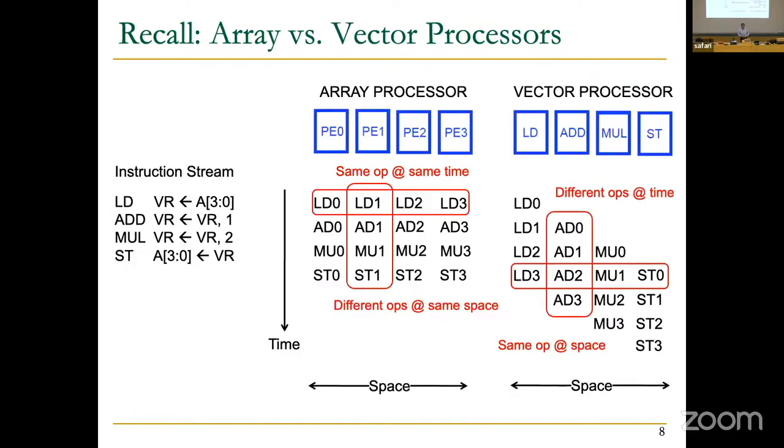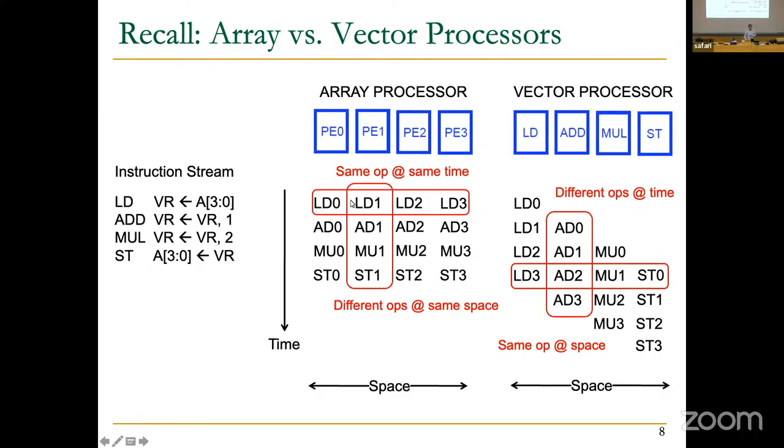And just to jog your memory, what's an array processor, what's a vector processor? Essentially, these both have multiple processing elements, and they can execute multiple instructions at a given time. Except an array processor has much more powerful processing elements where each processing element can do any operation. And this way, you can actually execute the same operation at the same time on all processing elements on different data elements, different data inputs.